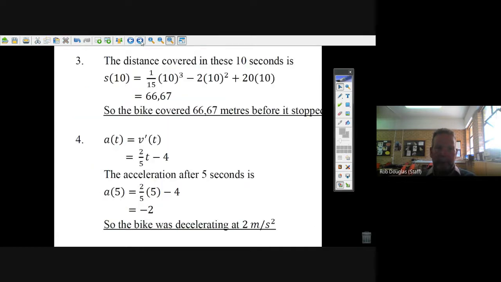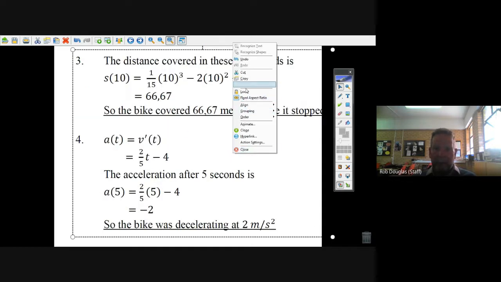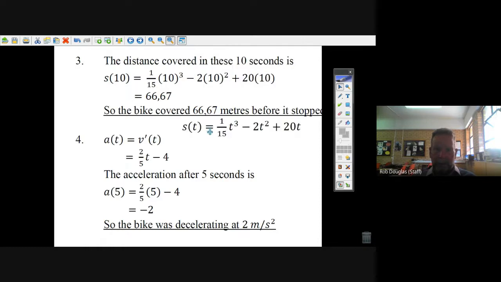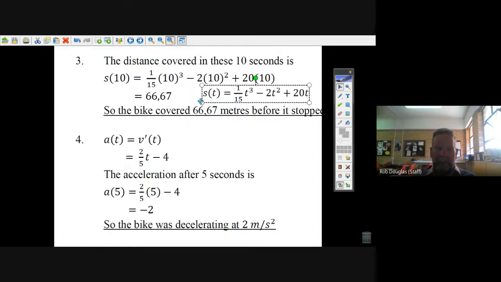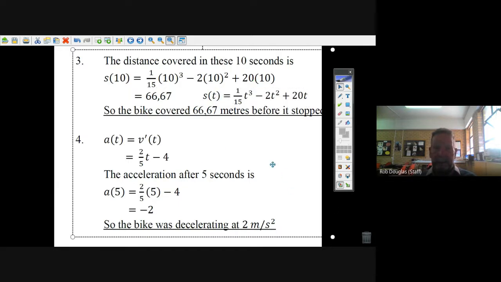All I did was take that formula, I'll just put it down here so we can take a look at it. I just took that formula and I put 10 in there. I put it in my calculator and I got 66 and 2/3 meters before it stopped. Okay, the next question. So just put 10 into the distance formula.